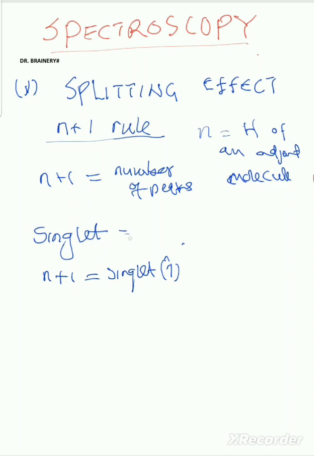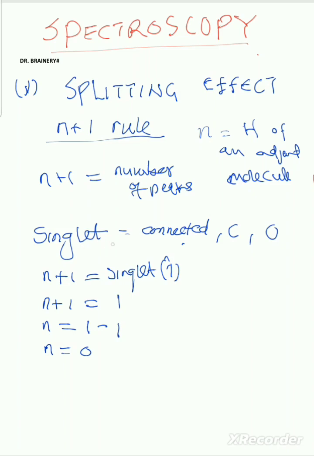When we say 1, it means that the number of hydrogen here is 0. So here we are talking about how they are connected or coupled. We say singlet, it means that it is connected to the molecule which doesn't have hydrogen. It can be connected to C. It can also be connected to oxygen, the one which is more electronegative, because N plus 1 is giving us a singlet which is 1. So remember, N plus 1 is equal to 1, then the number of hydrogen of an adjacent atom is 1 minus 1, so N is equal to 0. So the number of hydrogen is 0.